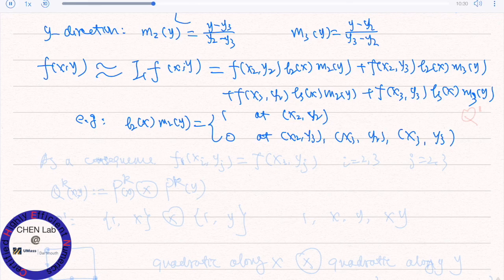So as a consequence, this interpolant, this approximated function f1, if you plug in xi, yj, is actually equal to your original function f at xi, yj, for i equal to 2, 3 and j equal to 2, 3. Let me make sure you get that. So yeah, this is called Q1.